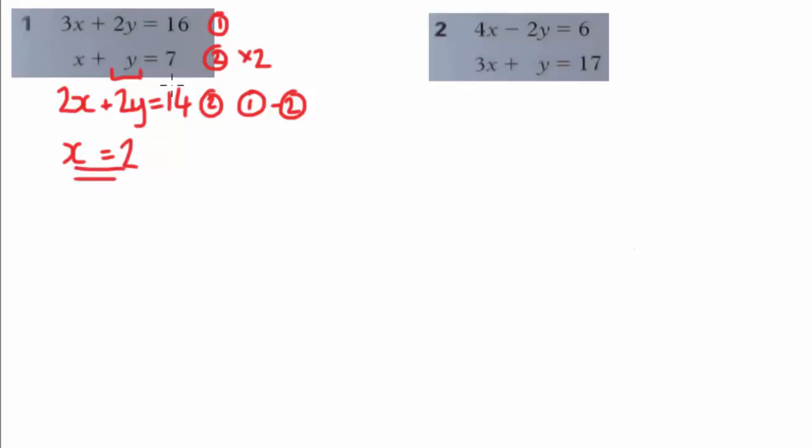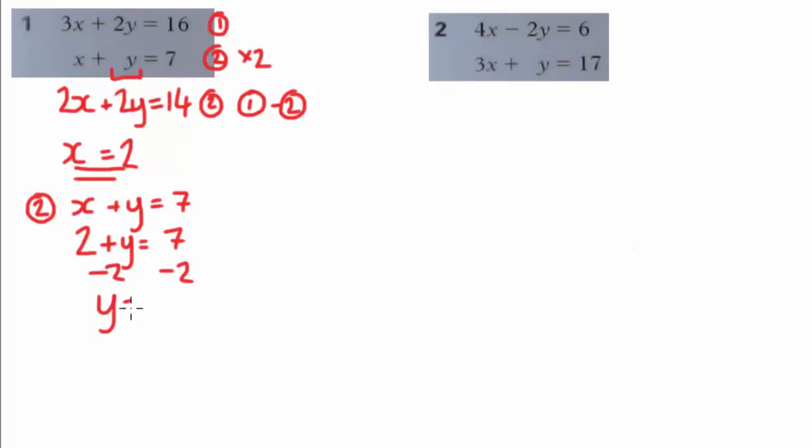What we then do is pick one of the equations to substitute this value in. So if I have a wee look at equation 2, I say x plus y equals 7. We know that x is 2, so 2 plus y equals 7. If I take 2 from either side, what we'll find is y equals 5. So we've got x equals 2, y equals 5.